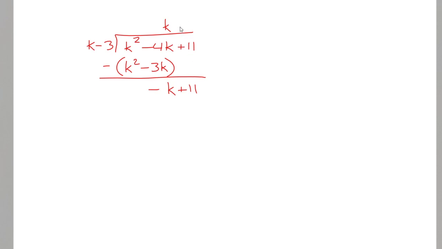What do I need to multiply k by to get to negative k? Well, just negative 1. Negative 1 times k, negative k, negative 1 times negative 3, positive 3, and we're going to subtract. Negative k plus k, because this is now going to be a double negative, so that would cancel out. And then positive 11 minus 3 is going to be positive 8. Okay, so we have a remainder. So then you're going to tack on the sign, it's positive. You're going to write the remainder over what we divided by. And this would be your answer.